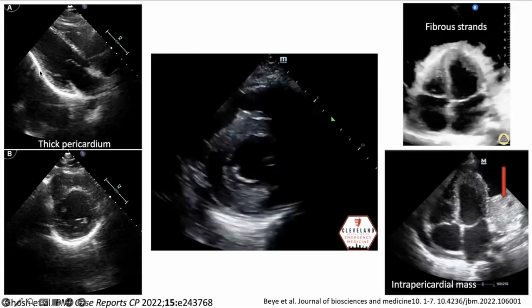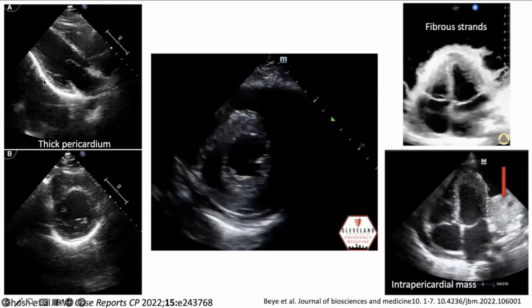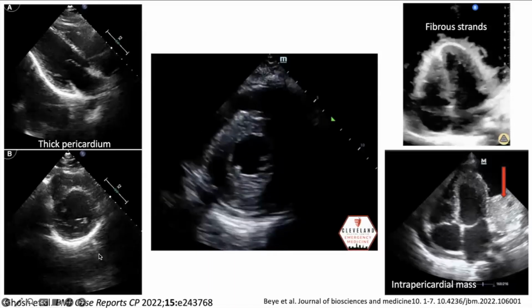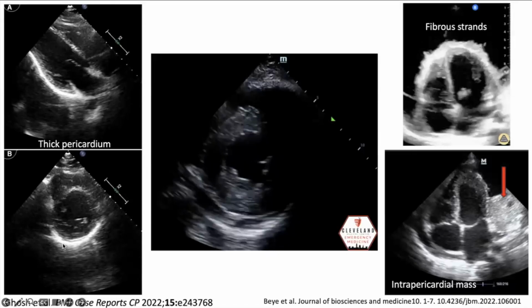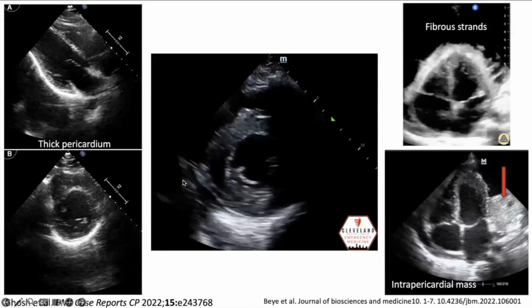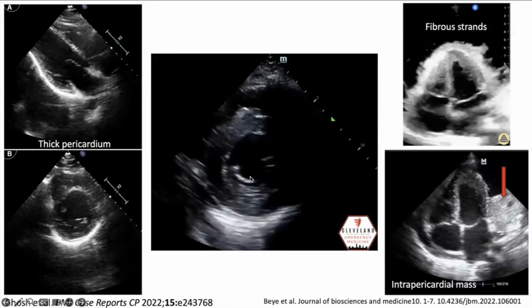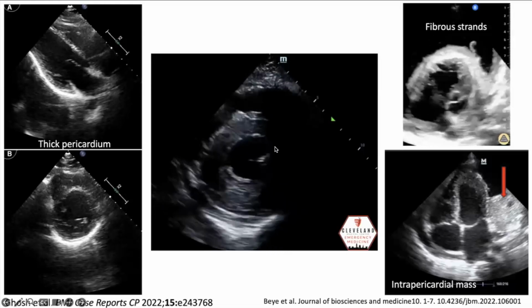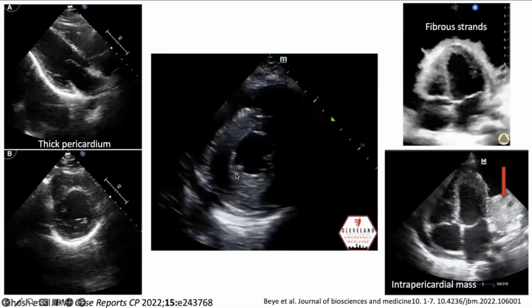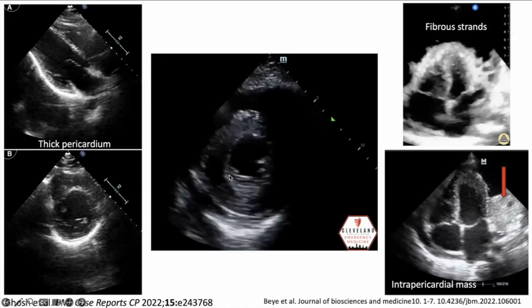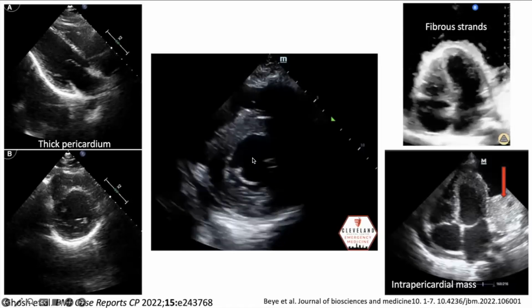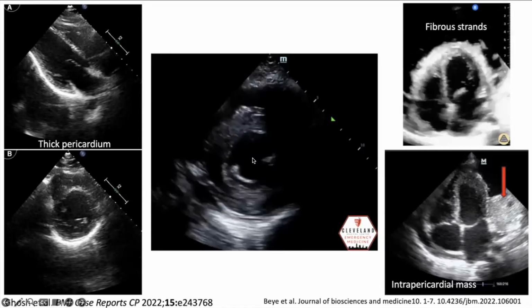So this is the thick, bright pericardial layer. And you can also see it over here. So, inflamed pericardium. The one over here shows you can see all these walls are moving nicely, but this wall is down. So this person will need some other form of imaging modalities.